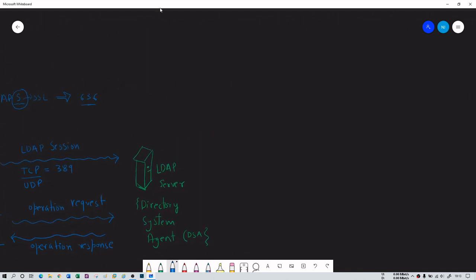Another thing that we will understand in LDAP itself is something called the directory structure. This is quite interesting here, because you'll see that LDAP uses something called a tree structure. So remember the first point of LDAP, that LDAP uses a tree structure.